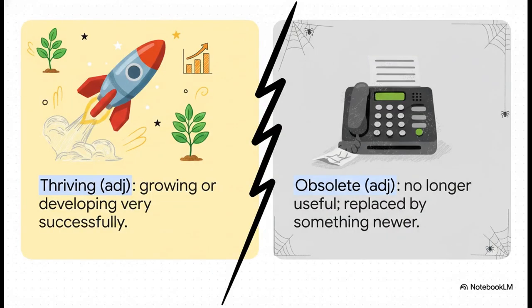Okay, so when there's big change, there are always winners and losers. It's like a tale of two fates. On one side, you have thriving industries. These are the ones that are growing, successful, and doing amazingly well. But on the other side of the coin, that same change can make old industries obsolete. And obsolete just means totally outdated, no longer useful. Think flip phones. They're completely obsolete.